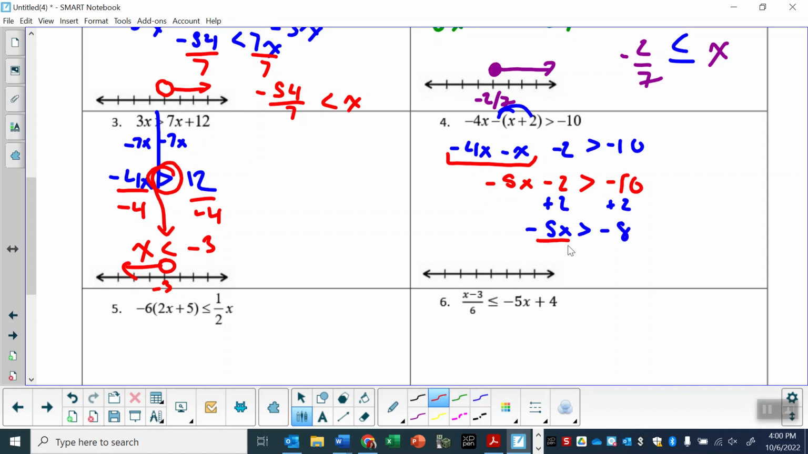And divide both sides by -5. Again, you're dividing by a negative, so you gotta flip around the inequality sign. So this is now x is less than +8 over 5. A negative divided by a negative is a positive. Put 8/5 somewhere on your number line. Open circle, arrow to the left.